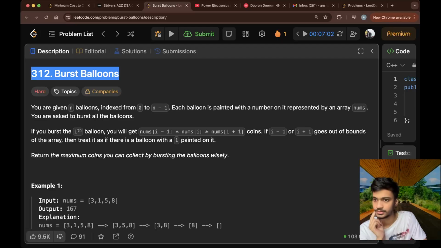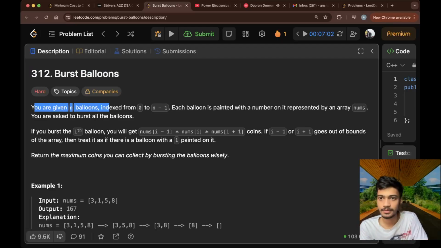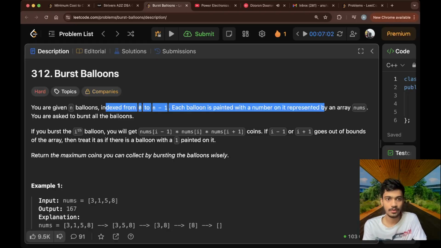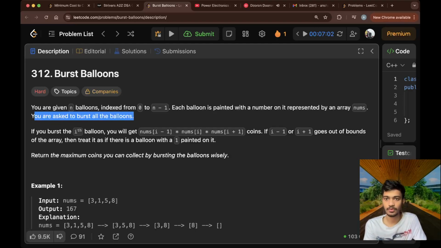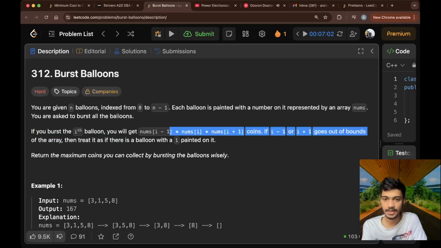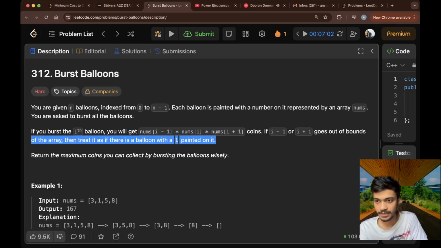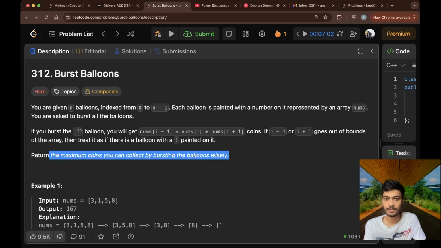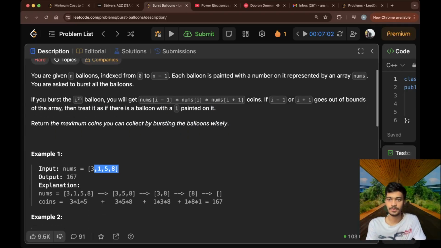First, balloons. You are given n balloons, indexed 0 to n minus 1. Each balloon is painted with a number on it, represented by the array nums. You are asked to burst all the balloons. If you burst the ith balloon, you will get this many points. If i minus 1 and i plus 1 go out of bound of the array, treat it as a balloon with 1 painted on it. Return the maximum points you can collect by bursting the balloons wisely.